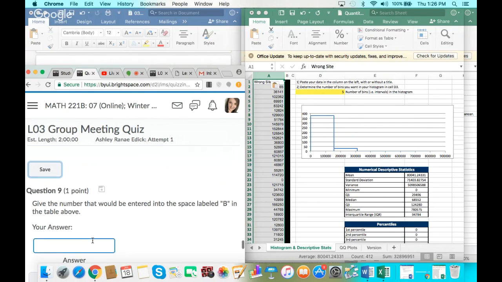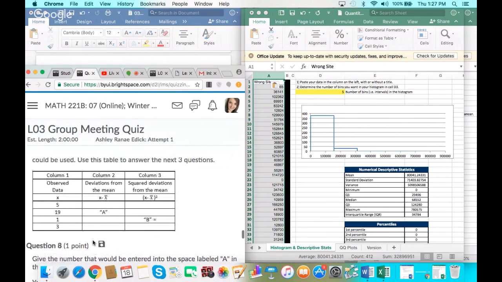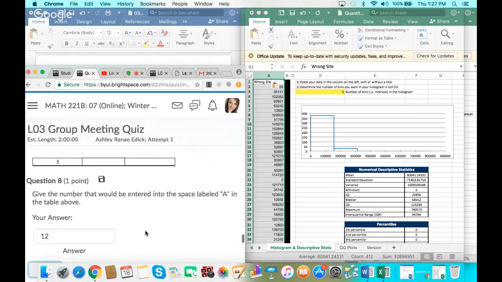And then give the number that would be entered into the space labeled B. So it'd be 12. Oh no, it's just a different one. So it'd be 1 minus 7 squared. That's negative 6. Negative 6 squared would be 36. Right? Yes.